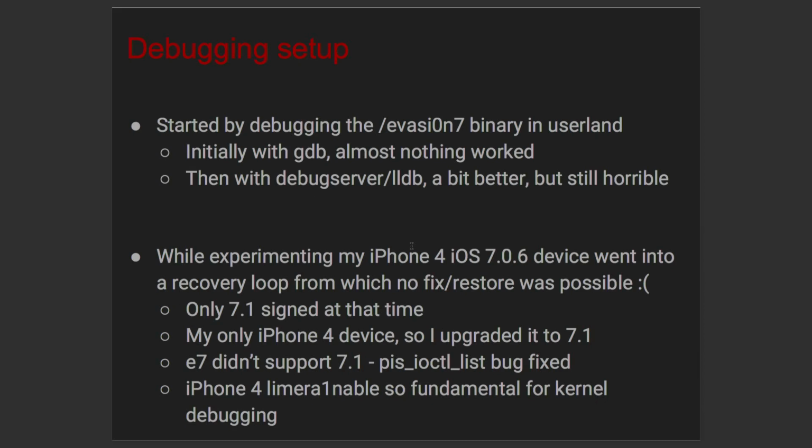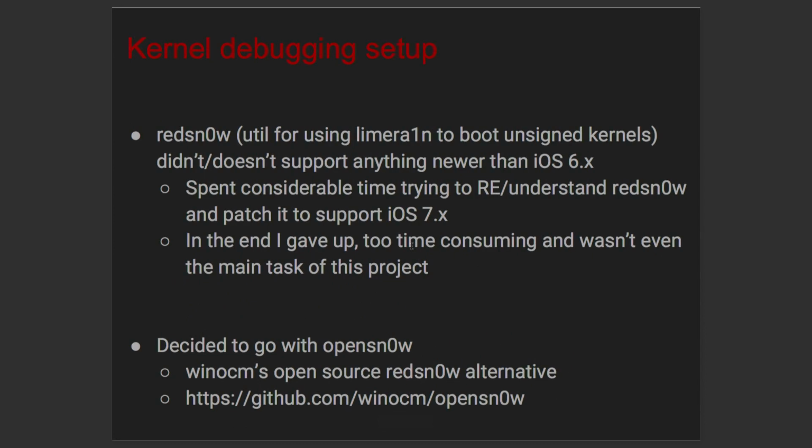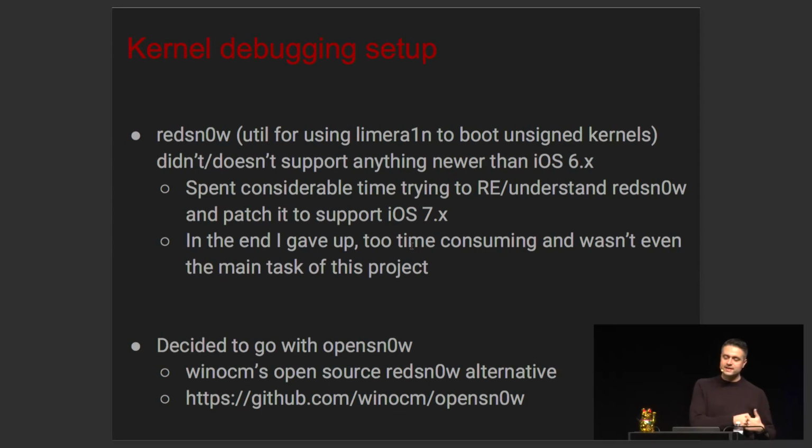So I upgraded my device to 7.1. As I just told you, 7.1 didn't have a kernel vulnerable to this bug. So what I wanted to do was basically to boot an iOS 7.1 device with a 7.0.6 kernel. In order to do that, I could use the limera1n bug that allowed me to boot arbitrary kernels. The utility to do that was Redsn0w, right? The problem was that Redsn0w only supported up to iOS 6, and it didn't have support for iOS 7.